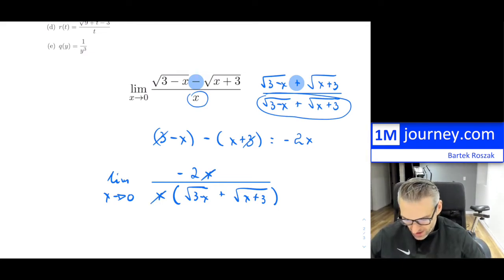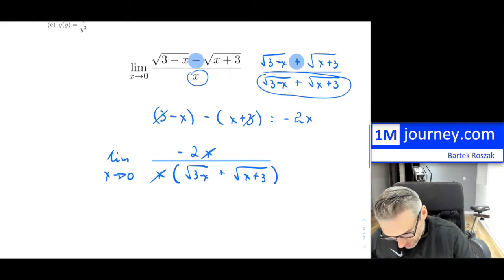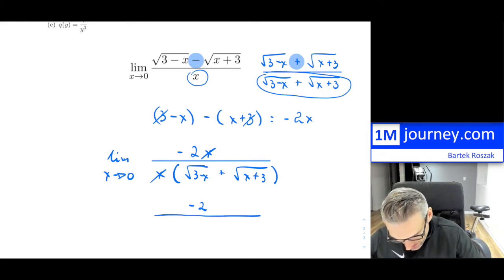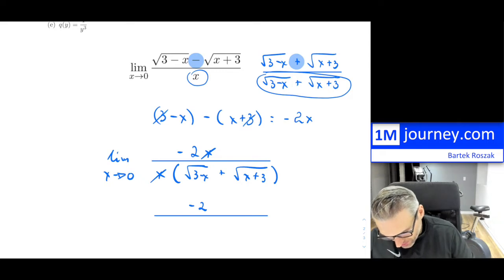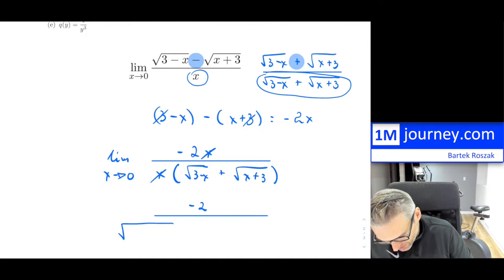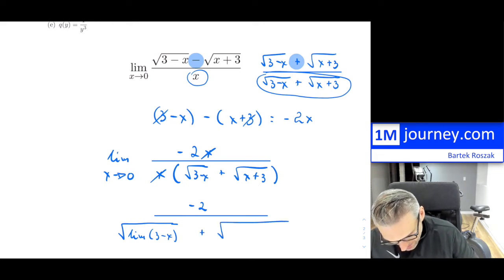Right here, so that will cancel out. So we're going to get -2 on top, and the limit of -2 is just -2. And then in the denominator, if we bring in our limit and utilize the properties, you're going to get the limit of 3 minus x as x is approaching 0, plus the limit of x plus 3.